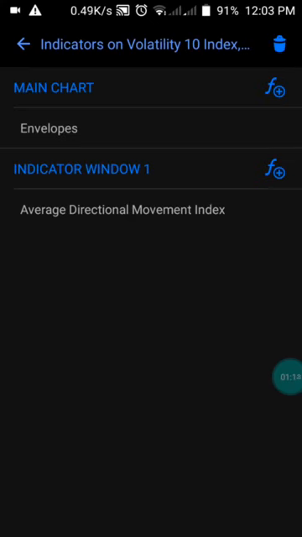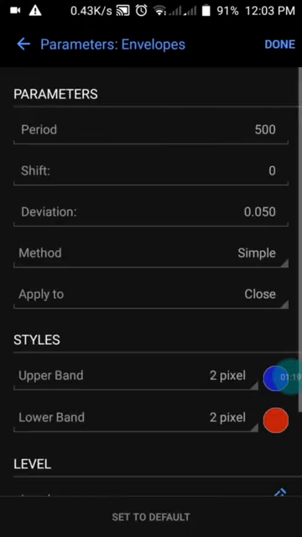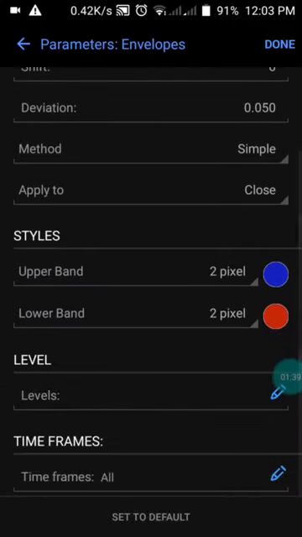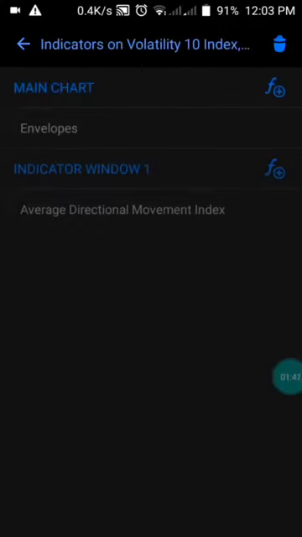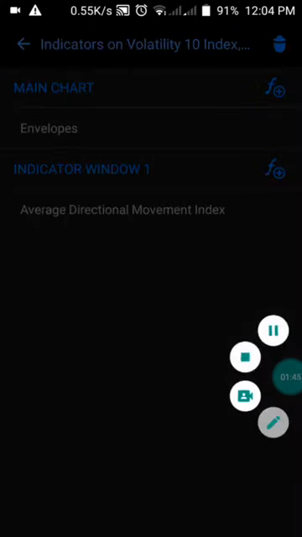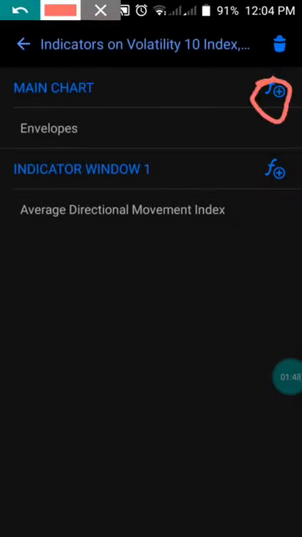The first thing that you need is the Envelope, which you add on your main chart. Inside the Envelope settings, the period is 50 or 500, the shift is 0, the deviation is 0.050, the method is Simple, and apply to Close. We have our two colors here, and we don't have any levels. You just press Done.